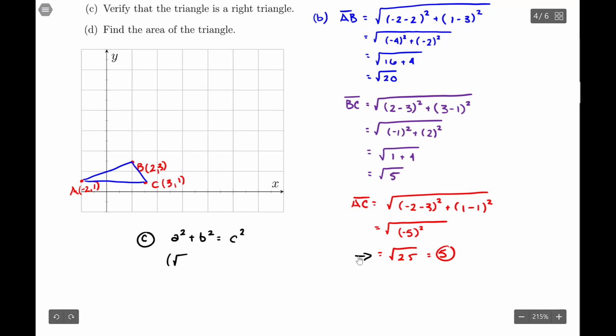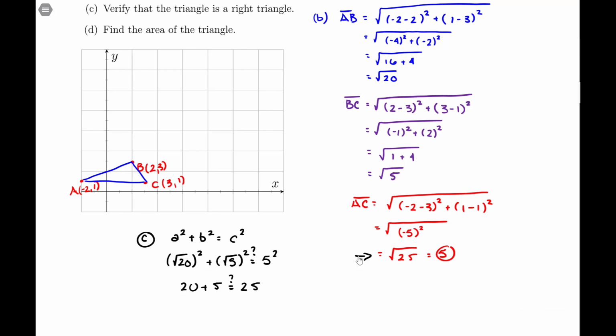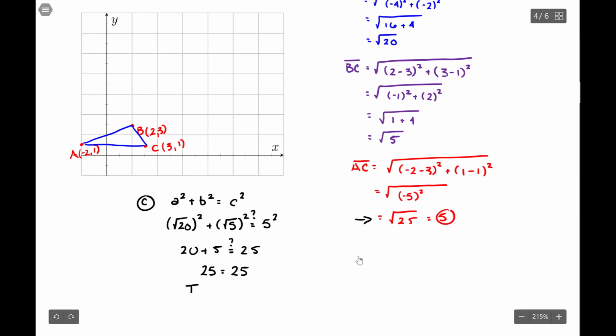If we substitute this in, we have square root of 20 quantity squared plus square root of 5 quantity squared equals 5 squared. When you square a square root, the square root just goes away. So now we have 20 plus 5, and I should put a question mark here because we're testing whether this is true. 5 squared is 25, and 20 plus 5 is 25. 25 does in fact equal 25. So you can say that yes, this is a right triangle.